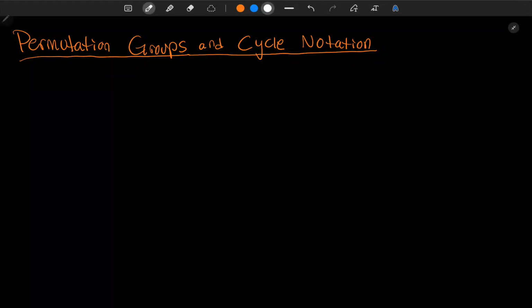Hello. In this video, we'll be discussing some basics about permutation groups, and specifically about the cycle notation that's used when discussing elements of permutation groups. I will be assuming some basic knowledge of group theory by the listener. So, let's start off with the goal of permutation groups.